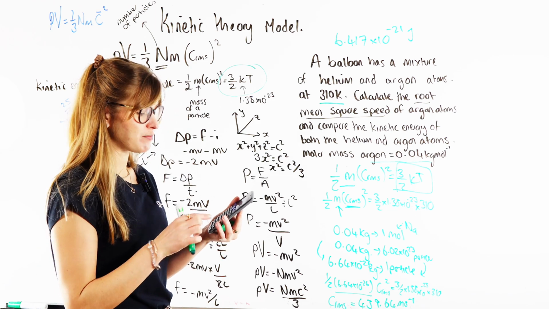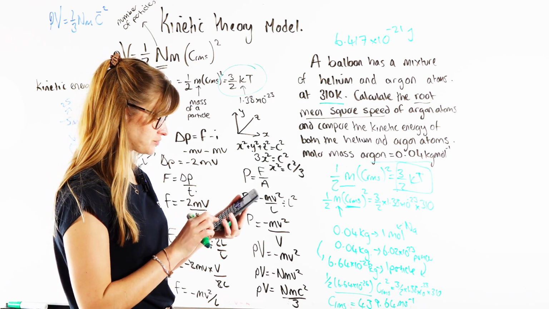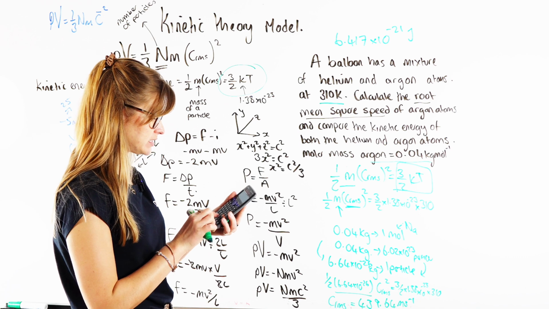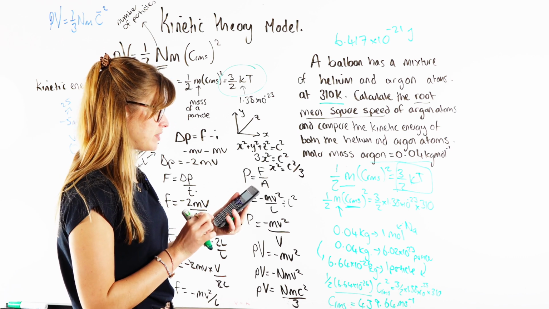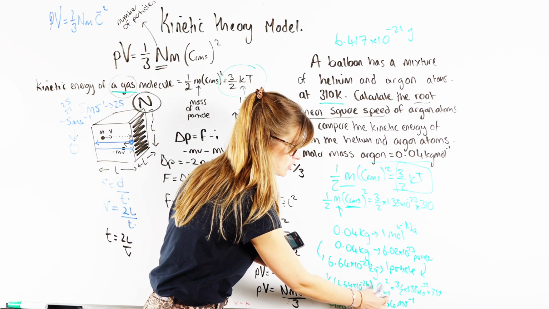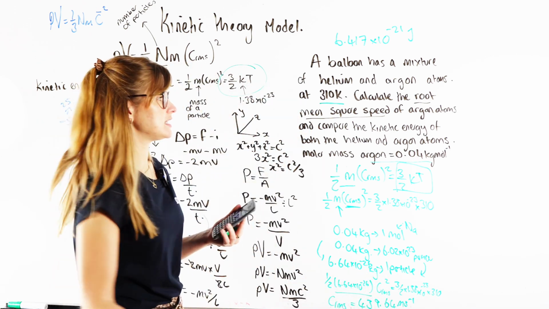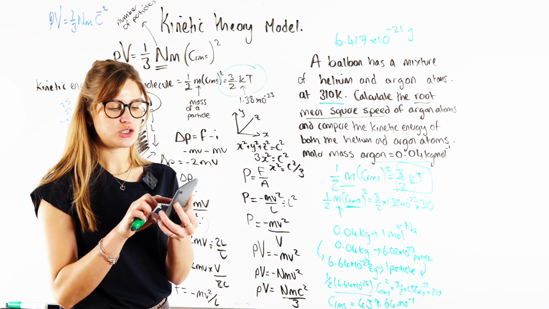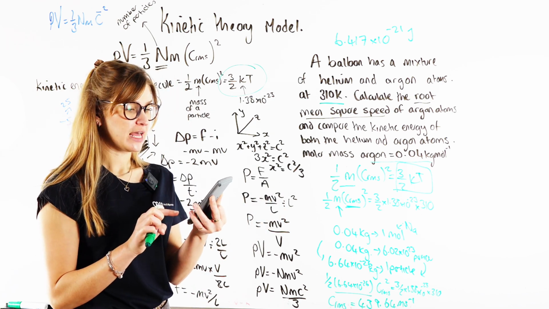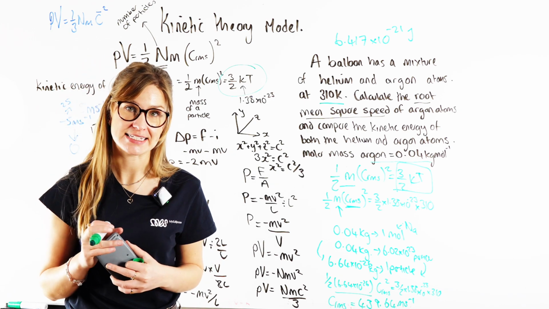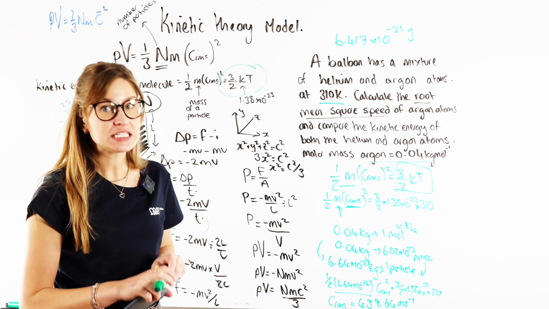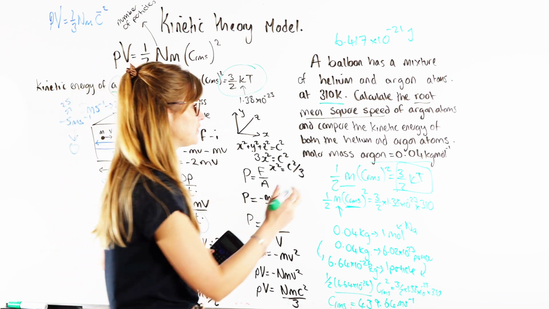So we divide by a half, the same as multiplying by 2, and divide by our 6.64 times 10 to the power of negative 26. Remember, that gives us c_rms squared. So to get what c_rms is, the root mean square speed, we take the square root of that answer, and we get 439.64 meters per second.